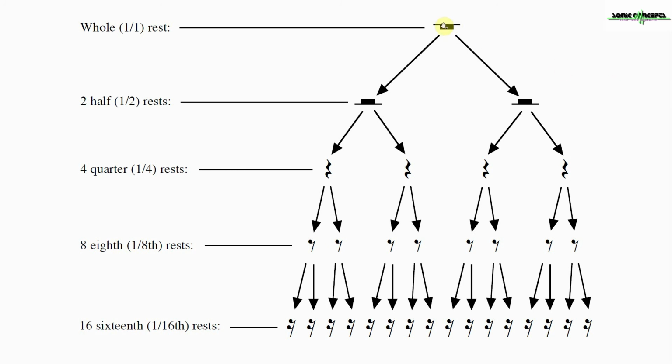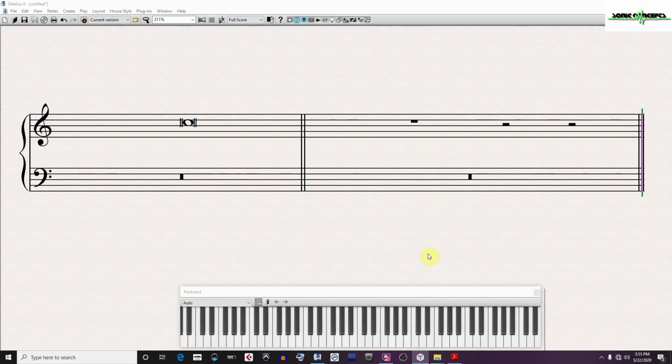Also notice that a whole rest hangs from the second line down from the top of the staff, while a half rest sits on top of the middle line of the staff. This is what it looks like on the staff. You can think of the whole rest as being heavier, so it hangs from the fourth line down. The half rest isn't so heavy, so it sits on the third line going up.